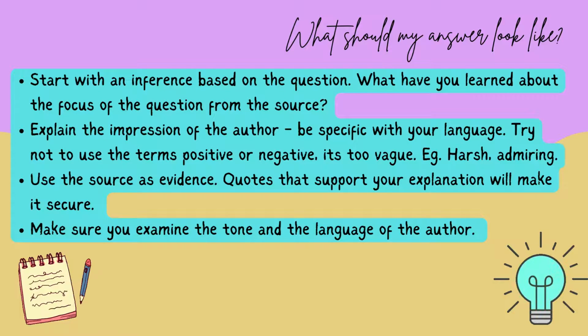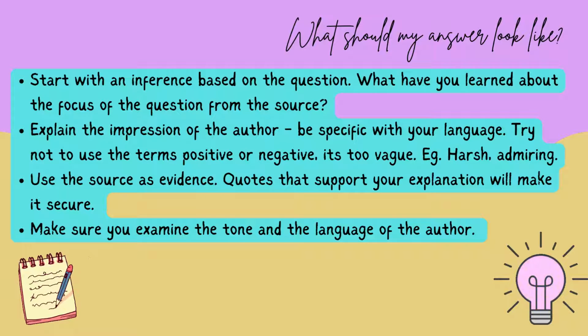The best way to start a Part A question is through an inference. Here you say what you have learned about the focus of the question from the source. So, in the case of the example that we had earlier, you would talk about the impact of proportional representation on Germany. Then you can begin to explain the impression of the author, making sure you are specific with your language.